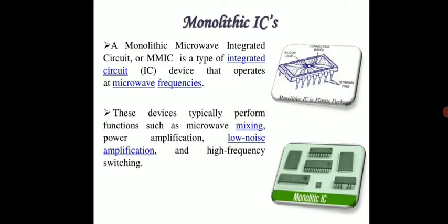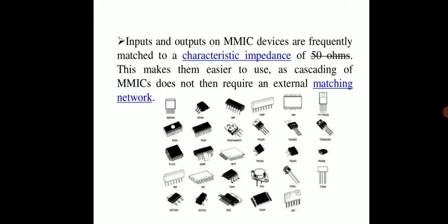Here is the structure, and the figure is given of a monolithic IC. Here, inputs and outputs on MMIC devices are frequently matched to a characteristic impedance of 50 ohms. This makes them easier to use, as cascading of MMICs does not then require an external matching network.